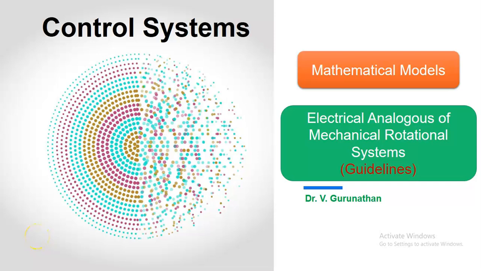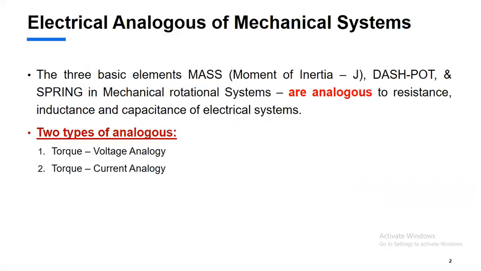Hi everyone, in this video we are going to discuss electrical analogies of mechanical rotational system guidelines. The three basic elements, that is moment of inertia, rotational dashpot and the torsional spring in the mechanical rotational system are analogous to resistance, inductance and capacitance of electrical systems.